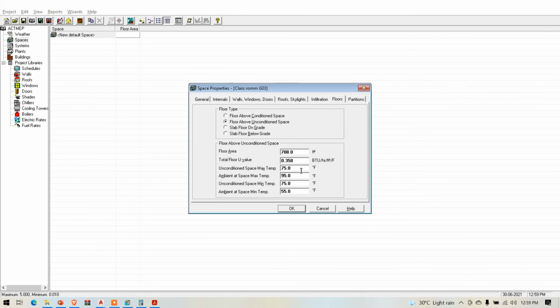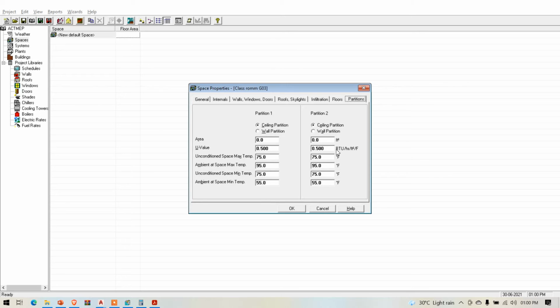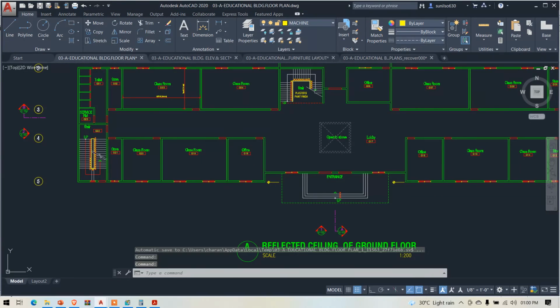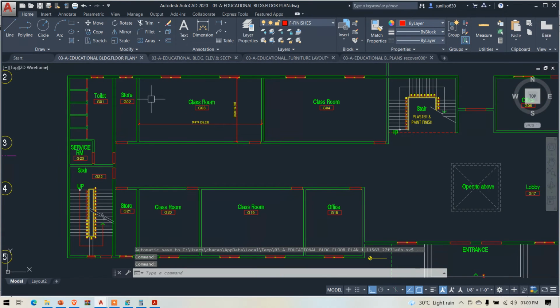So this value we have to provide. And next, partitions. Total how many partitions will be there, so that all the partitions we need to consider over here. Now going to your plan, total here maximum we have 3 partitions. This is partition number 1, partition number 2 and partition number 3.